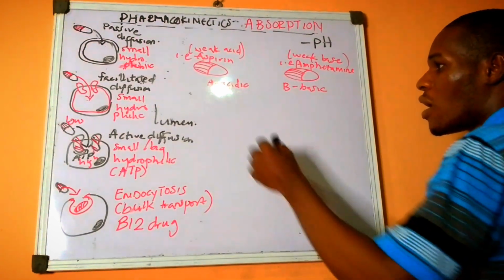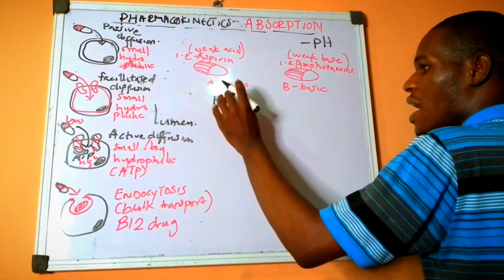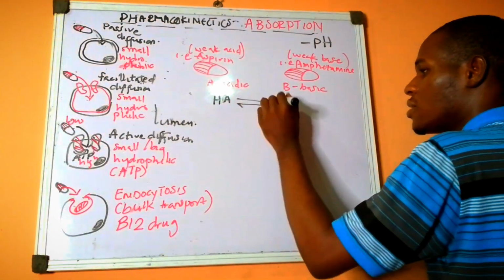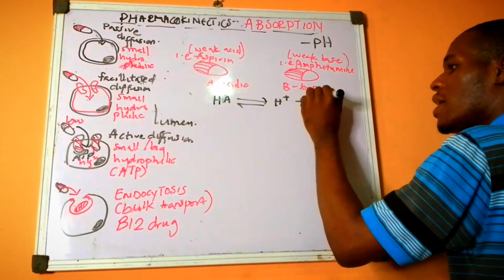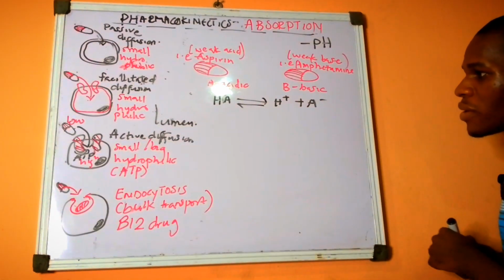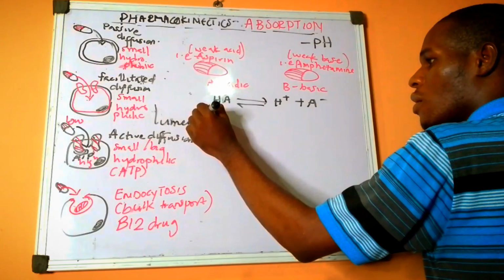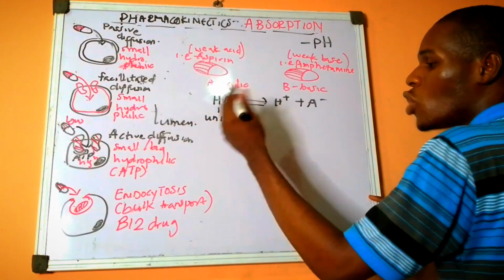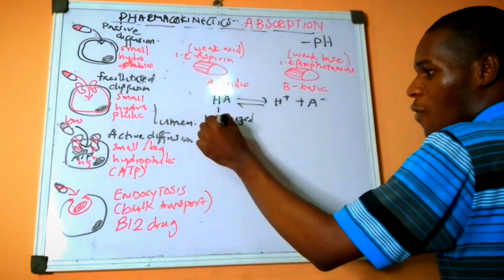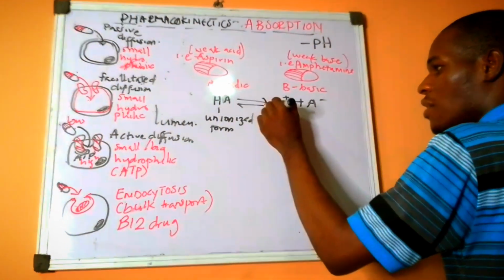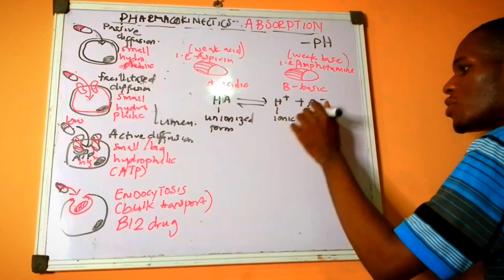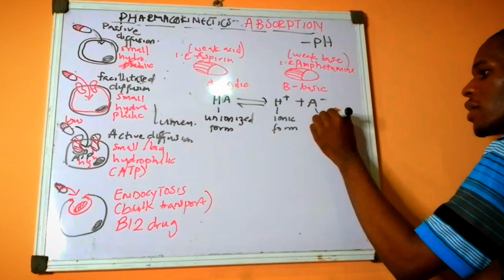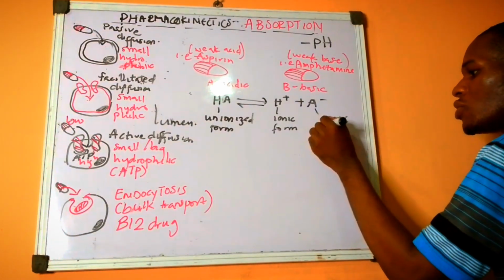They say most drugs are weak acids and weak bases, right? For an acidic drug, of course, this is a weak acid drug, HA, from our basic knowledge of chemistry, it will ionize to form H plus and A minus. So this is the unionized or non-polar form. This is now the ionized form, ionized proton, and of course this is the ionic conjugate base.